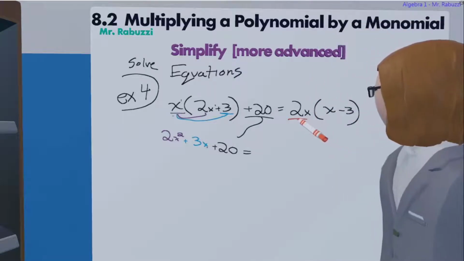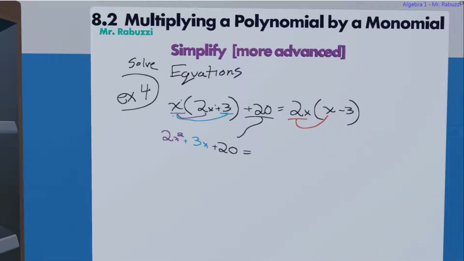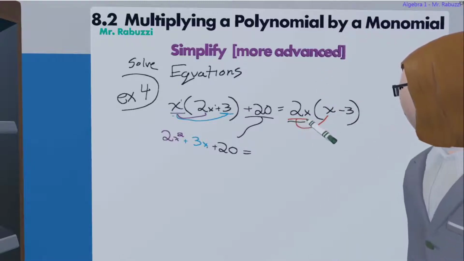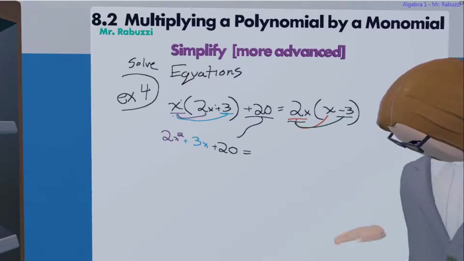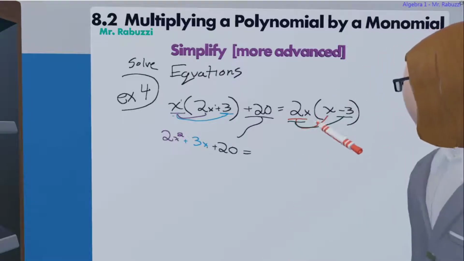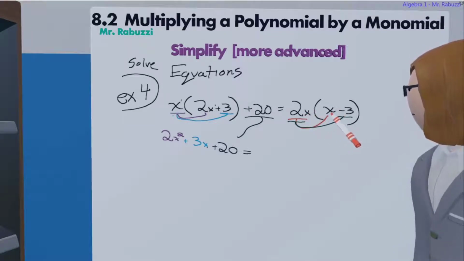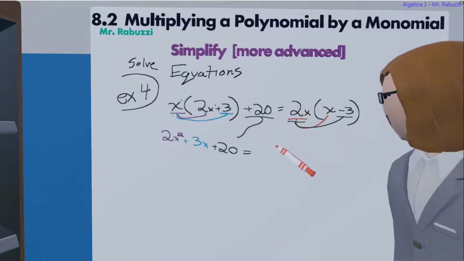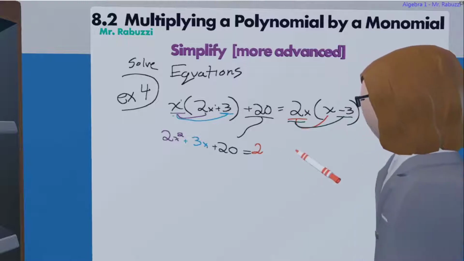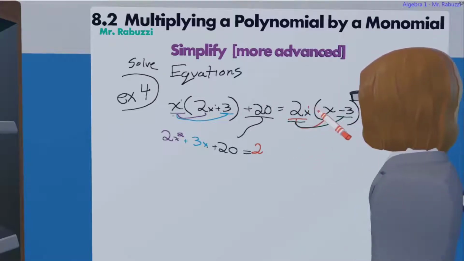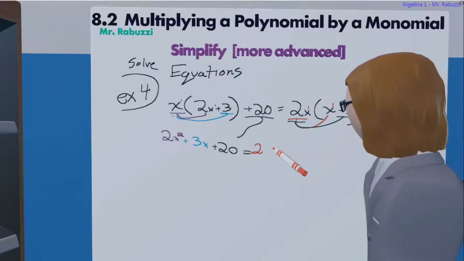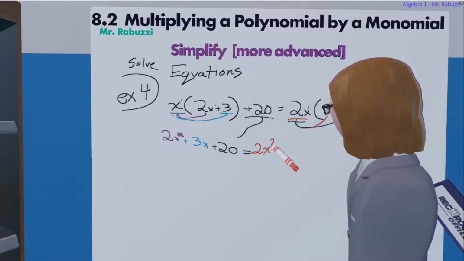It's just another multiplication problem. So we do 2x times the first term and 2x times the second term. Don't forget to include the negative. All right, so orange line, 2x times x. Remember from the other part, we have an invisible 1. So we have 2x squared.